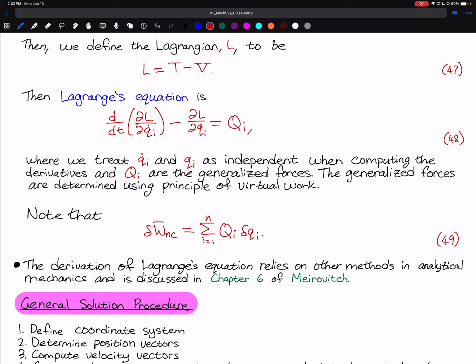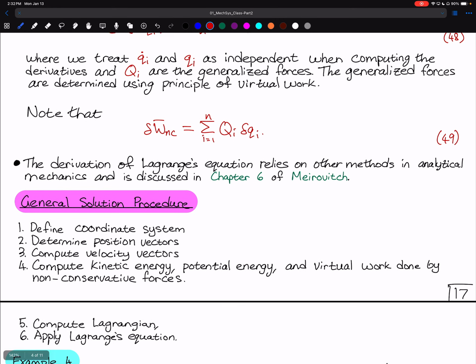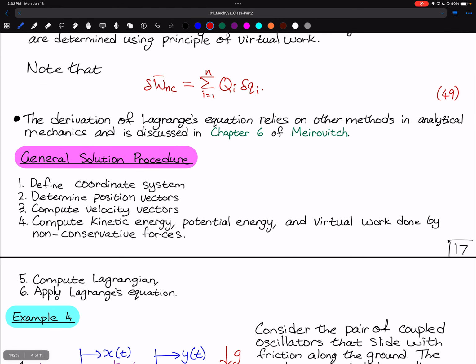Okay, we're now going to go through a general solution procedure, and then we're going to do some examples, which will be a mixture of me doing stuff and you guys doing stuff as well. In a general solution procedure, we're going to define a coordinate system, determine position vectors, and then determine velocity vectors. We don't need to find acceleration vectors here because we don't have a need for those. We're then going to compute the kinetic energy, the potential energy, and any virtual work done by non-conservative forces.